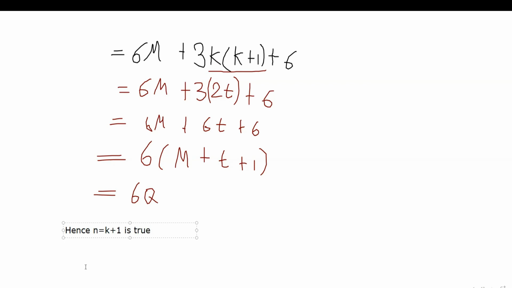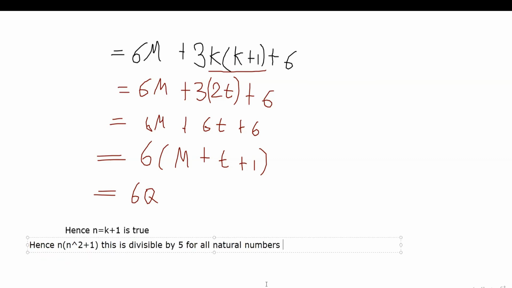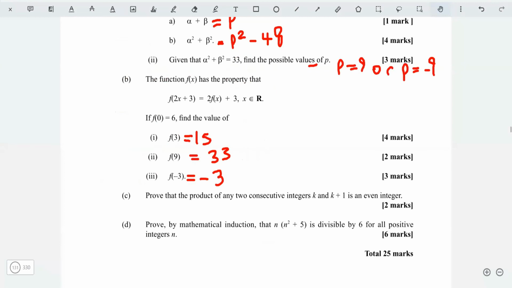Agree with that, Marika? Yes, sir. Nice. So since n equal k plus 1 is true, we can just conclude, hence, n times n squared plus 1 is divisible by 6 for all natural numbers. Cool with this, Marika? Yes, sir. Nice. And that's it. Cool? Yeah, man. All right. So we're nice.